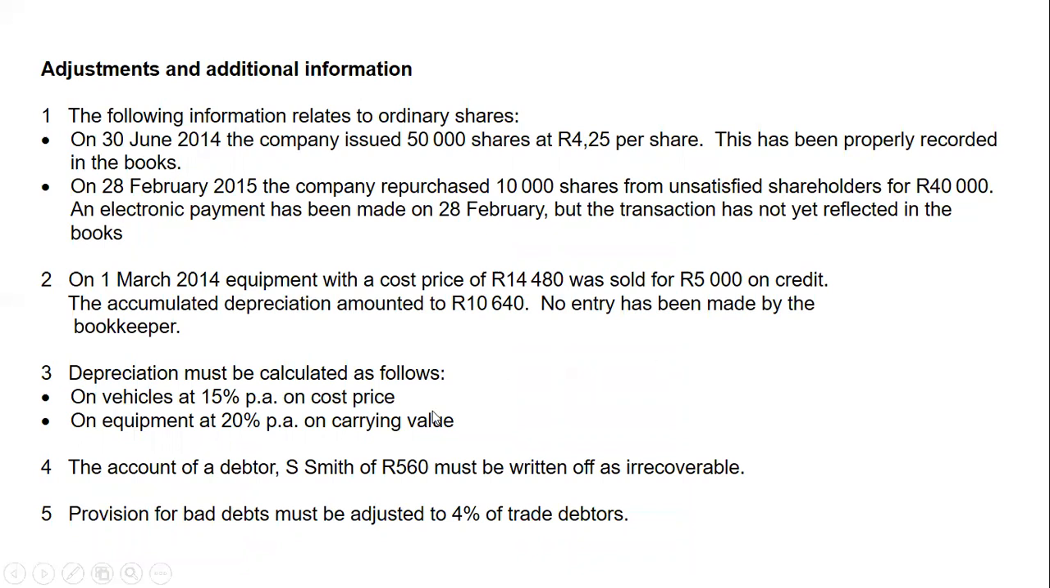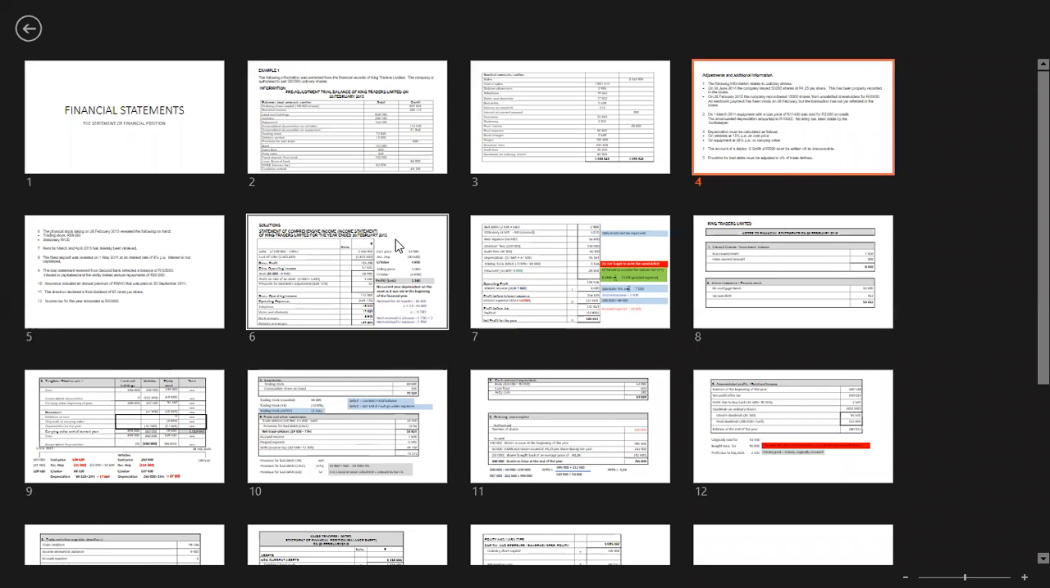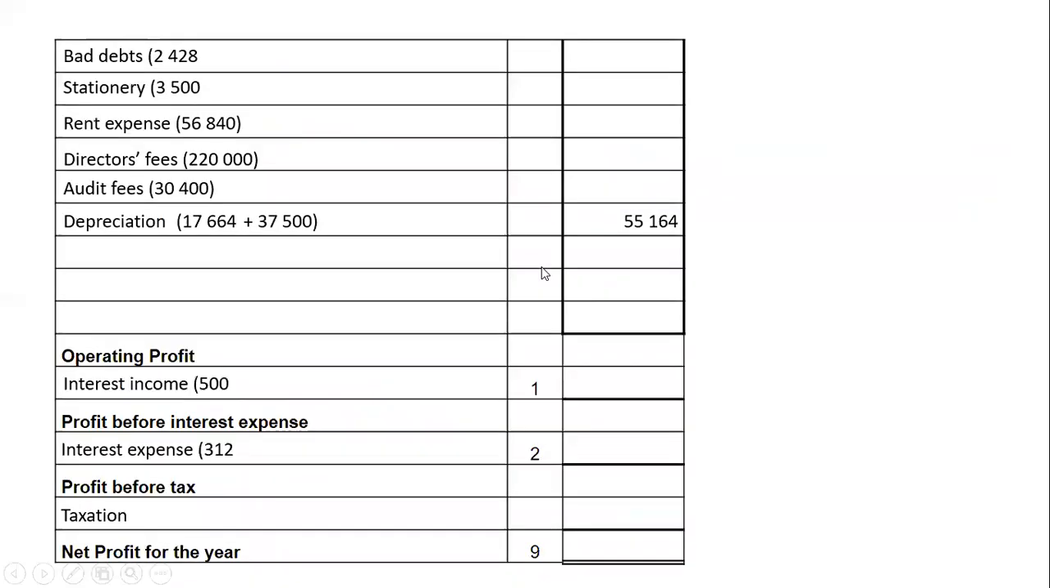That is way easy. You will simply go to your income statement, and in your income statement, you will simply add that 560 to your bad debts, which is 560. You add it. It'll give you 2,988, which is 2,428 plus 560. That 560 also affects your trade debtors.